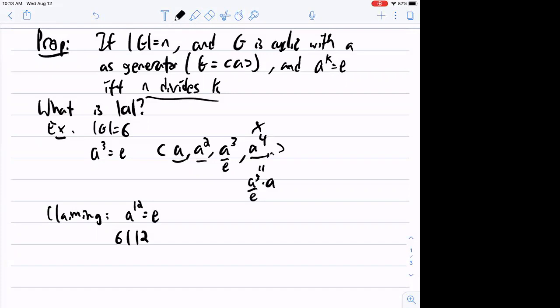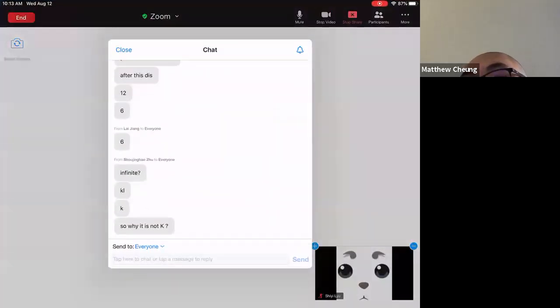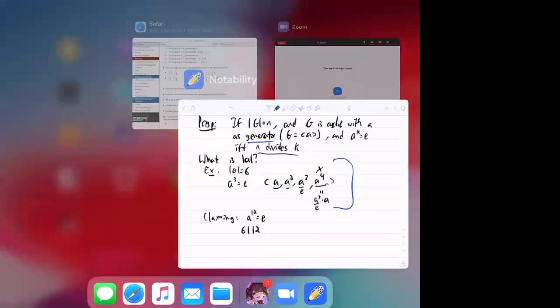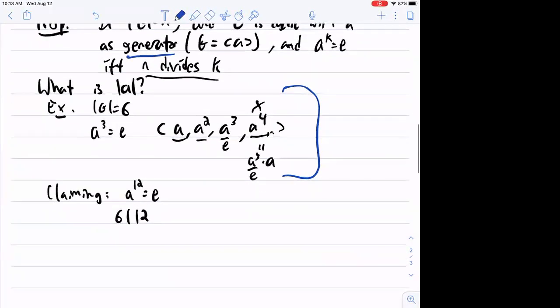It can't be smaller for this reason. If you have something smaller and you raise it and you get the identity, you will not generate the whole group, right? Because you only have 3 elements. Are you clear? Okay, so hopefully that's clear. So this is pretty important, right?